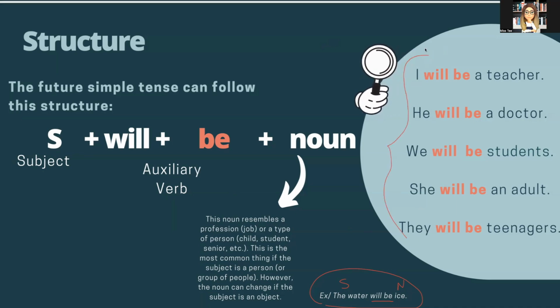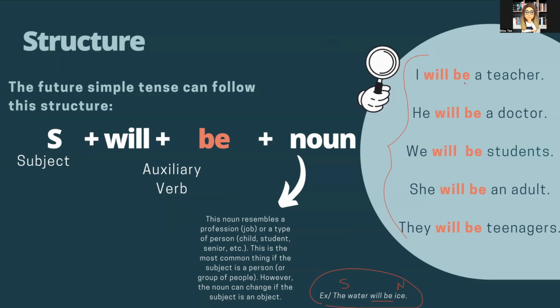In these example sentences, we have: I will be a teacher. He will be a doctor. We will be students. She will be an adult. They will be teenagers. In all of these cases, my subject clearly shows I, he, we, she, they. These are all subjects for people.